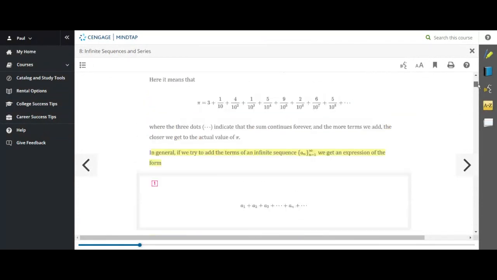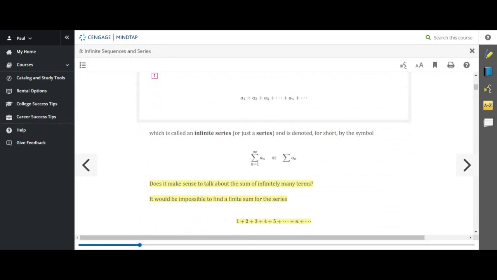So this is how you see in the box there, box 1. If you add the terms of a sequence, you're adding the first term, the second term, the third term, the fourth term. You're just adding the terms of the sequence. And when you do that, you get a series, or what we call an infinite series. And we can denote that with the shorthand notation, the series notation, where you use the Greek symbol sigma.